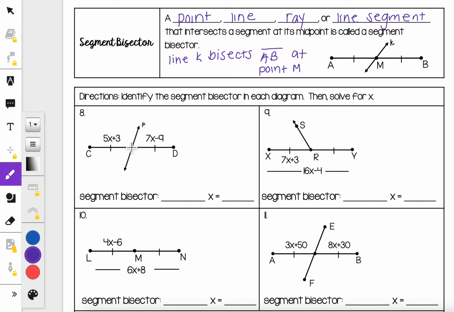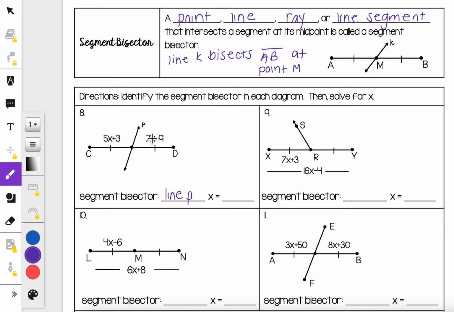Here my segment bisector is not just that point. That point's actually not named for us. The segment bisector would be that line P. Remember we can name lines using 2 points on that line, or that cursive letter at the end of the line. So line P is our segment bisector here.